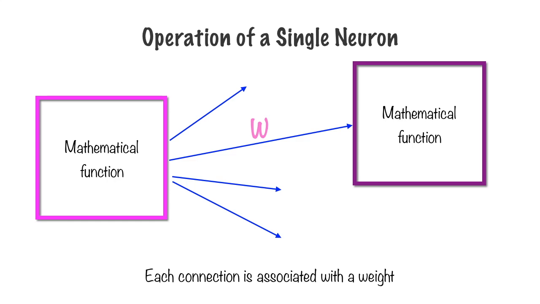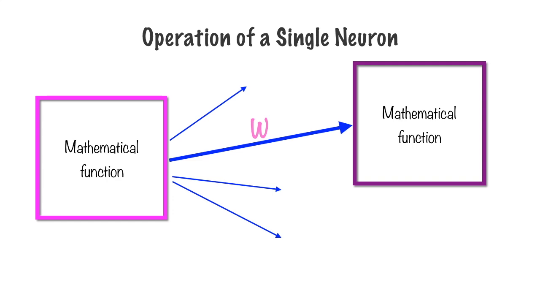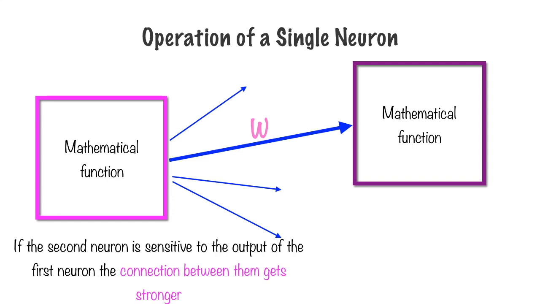Remember that the second neuron will receive inputs from all neurons in the preceding layer. Here we show just one input to the second neuron. There will be as many inputs as there are neurons in the first layer if this is a fully connected neural network. This weight associated with every connection between neurons is a measure of how sensitive the second neuron is to the output of the first neuron.